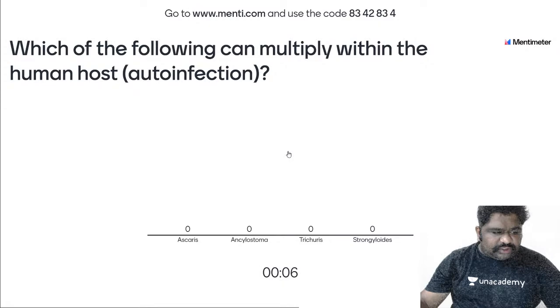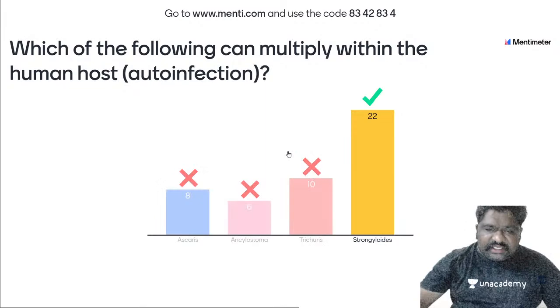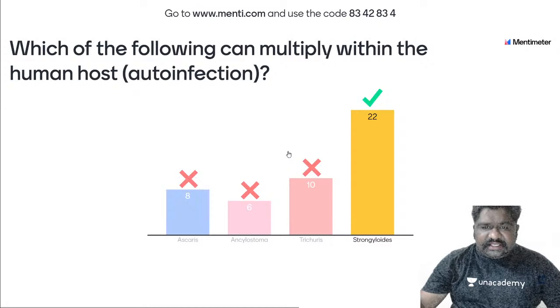Okay, if you were wrong, Chagoma is not supposed to attack the skin. Chagoma will be well ingrained inside the subcutaneous tissue. Which of the following can multiply within the human host is Strongyloides. Remember, Ascaris does not multiply inside the human host. Ancylostoma does not multiply inside the human host. Trichuris does not multiply inside the human host. Whatever larva has come inside will be the adult worm. The adult worm can lay eggs. So laying of eggs is the property of Ascaris, Ancylostoma, Trichuris. But Strongyloides as an organism can multiply, which is capable of causing auto-infection.